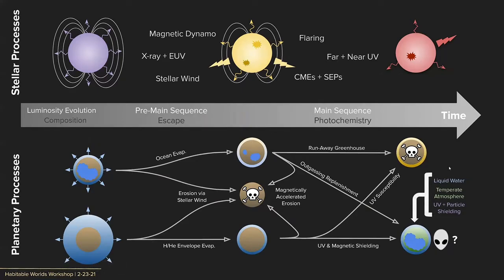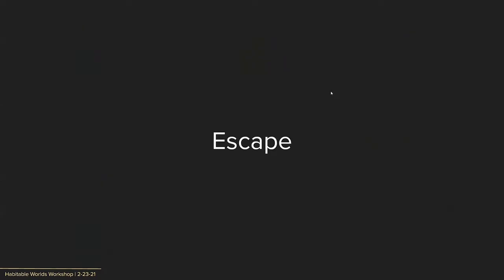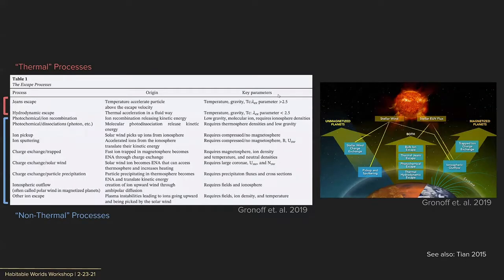So all three of these things are things that we should be keeping in mind when we talk about habitability throughout this talk. So without further ado, I'm going to get right into it. And the first process that we're going to be talking about is escape. So escape is a fairly complicated field in and of itself. There are multiple different types of atmospheric escape, but they can generally be separated into two different types of processes. There are thermal processes and non-thermal processes.